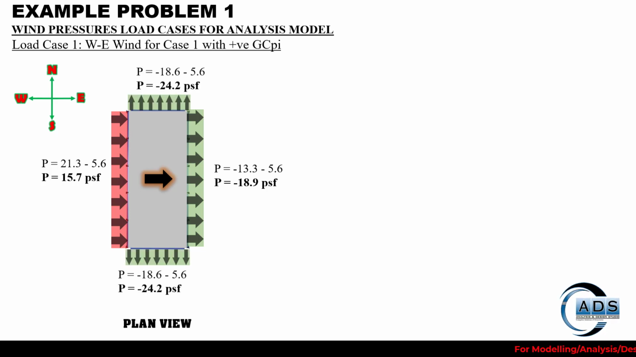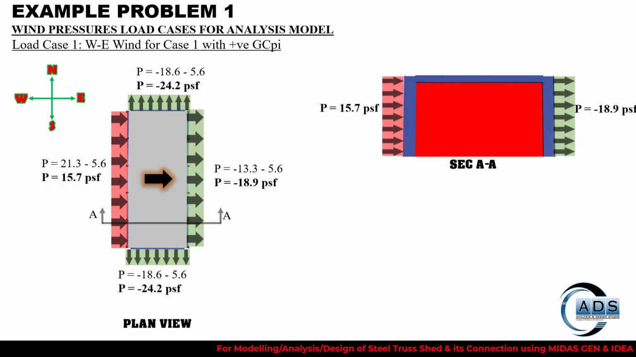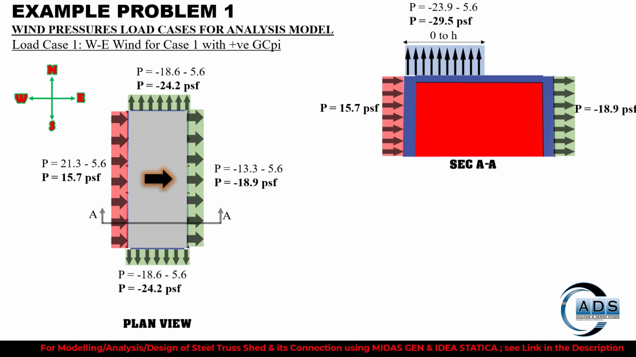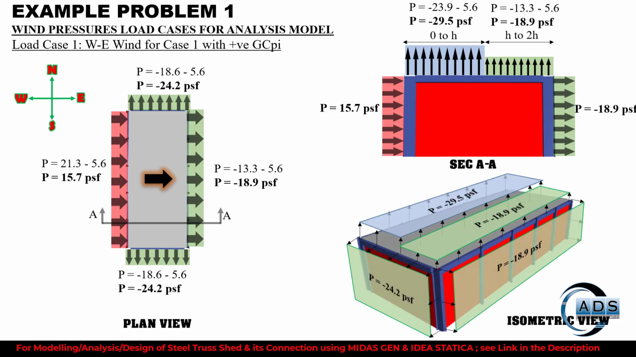Similarly, these are the pressures for the side walls. In the section view, these are the pressures on the windward and leeward walls, and these are the roof pressures from the 0 to H region and for the H to 2H region. Now when we see the isometric view, the pressures look like this. The roof pressure shown in blue is for the region 0 to H, and in green from H to 2H. It runs uniformly on the entire length of 60 feet.